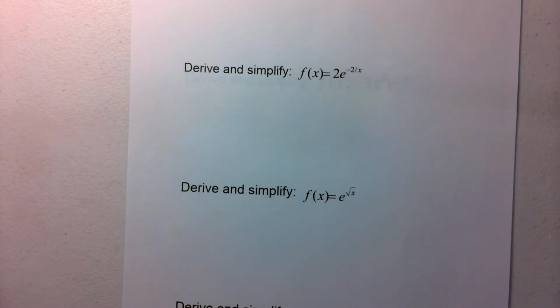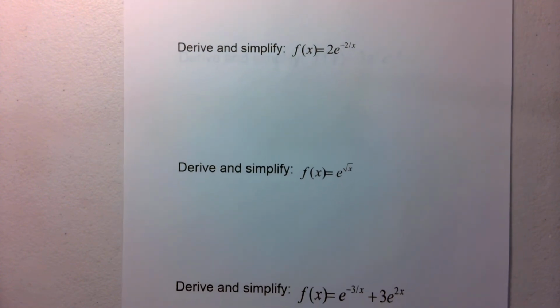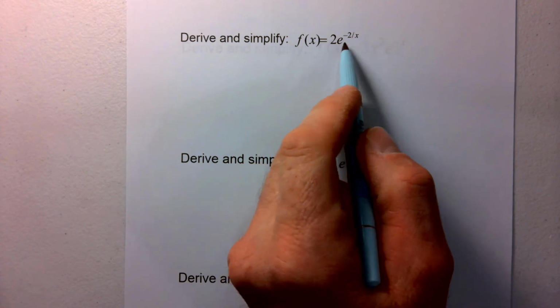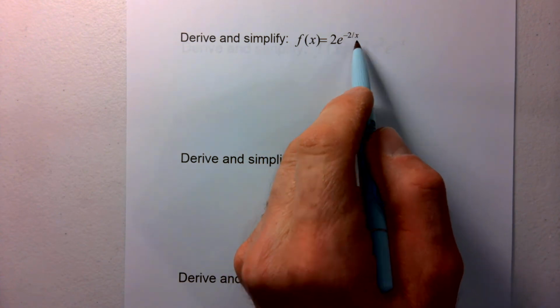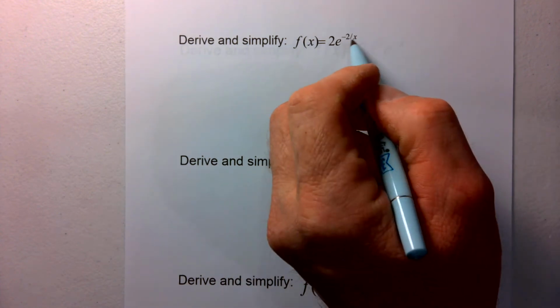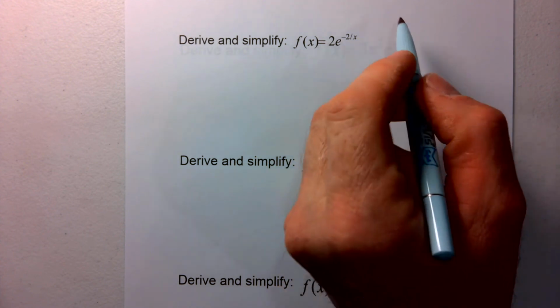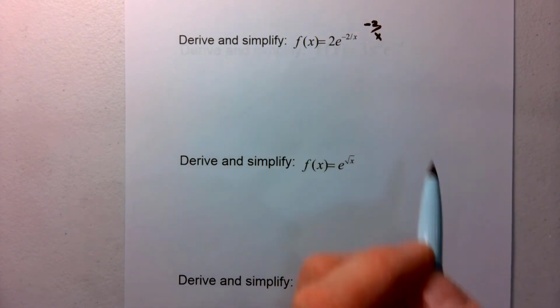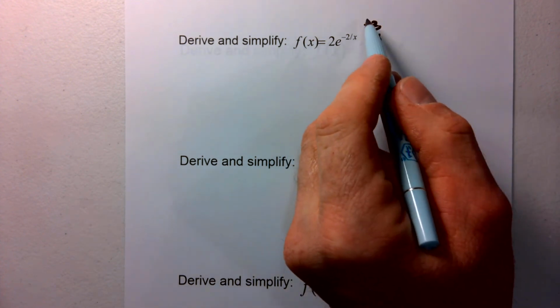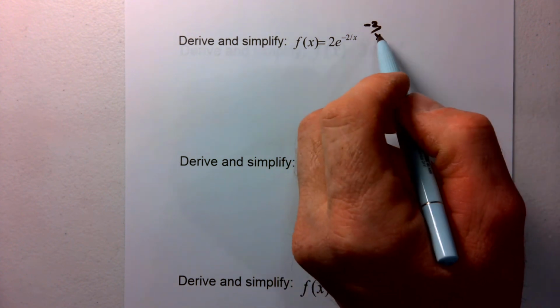Got quite a few other ones to show you today. Here we have 2e to the negative 2 over x. So what I like to do with this one, notice our exponent here is negative 2 over x if you wish to write it like that. We're going to find the derivative of that.